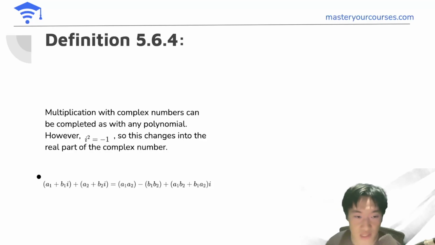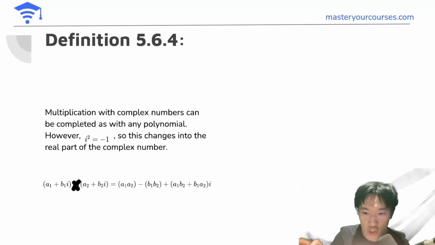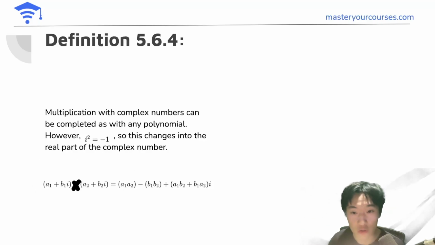You've already worked with this case with the polynomials, and this is the same thing, right? a1 plus b1i times a2 plus b2i. Well, you just multiply each, right? If you remember the FOIL rule, you're going outside, inside, outside, and so on. You're just multiplying everything with each other.